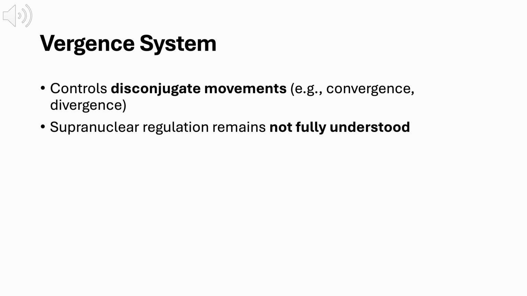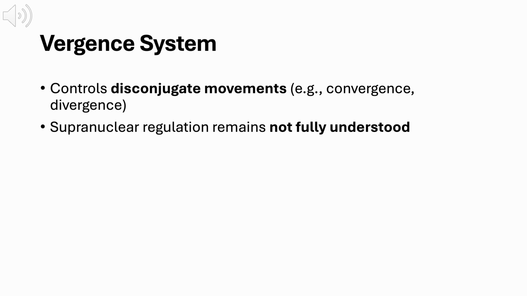The vergence system is another supranuclear pathway, but it works very differently from the gaze systems we've talked about so far. Instead of moving both eyes together, vergence controls disconjugate movements, where the eyes move in opposite directions. This is what allows us to shift focus between far and near targets. Vergence movements are slower and more sustained than saccades or smooth pursuit, and they're driven by binocular visual demands rather than spatial targets. They're closely tied to depth perception, fusion, and the near response, and they can operate independently of horizontal or vertical gaze commands.